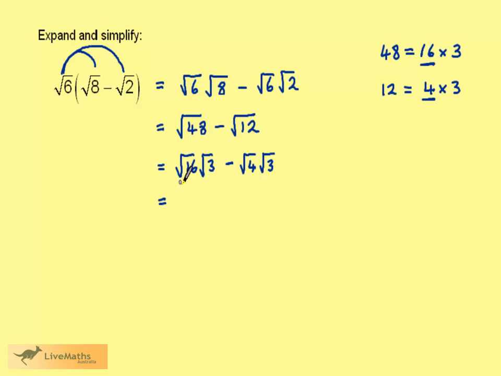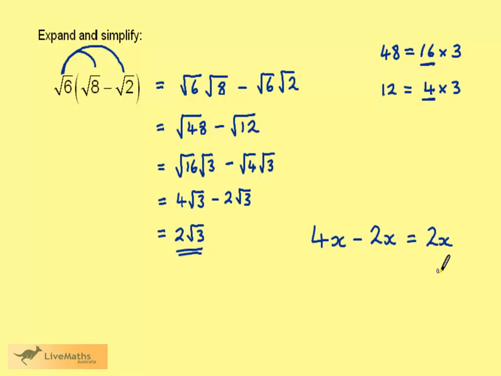The square root of 16 is 4, so this is 4 root 3, and the square root of 4 is 2, so this is 2 root 3. 4 root 3 take away 2 root 3 is 2 root 3, in exactly the same way as 4x minus 2x being equal to 2x.